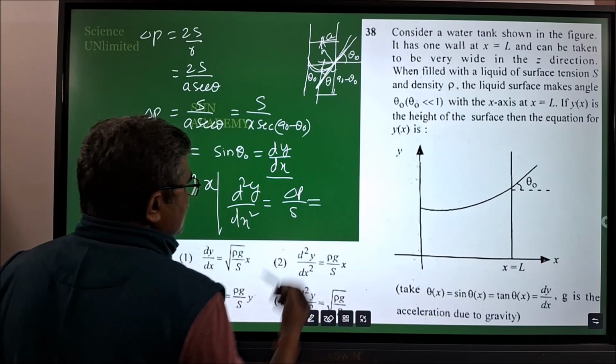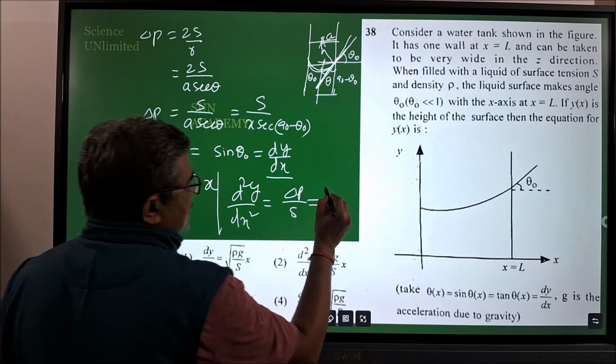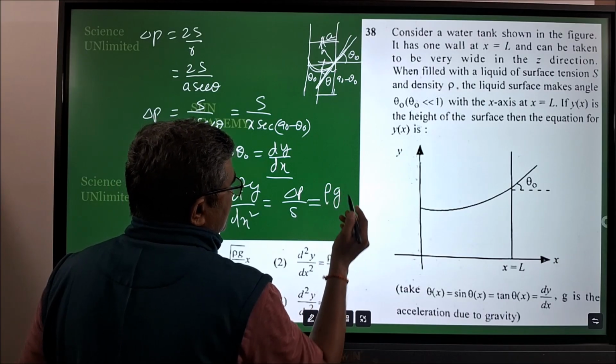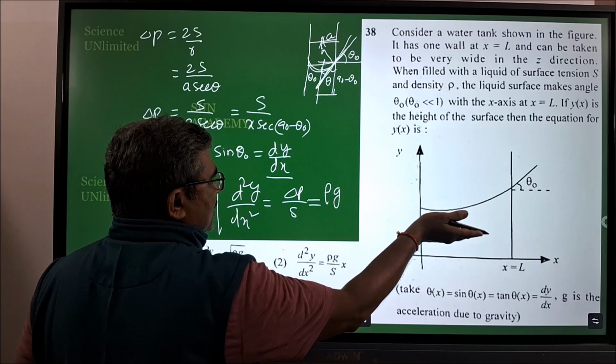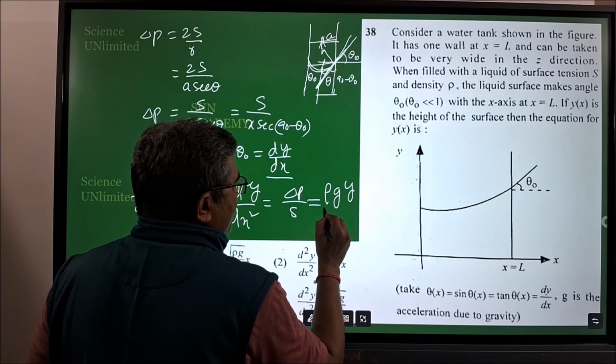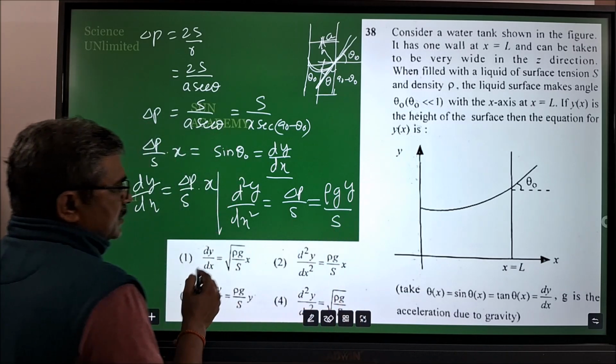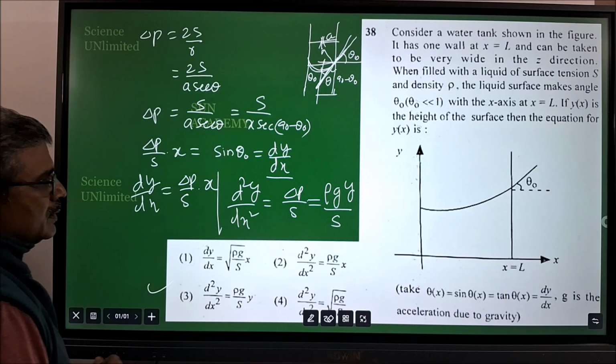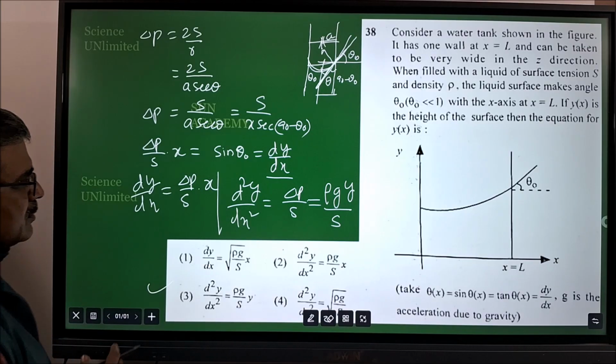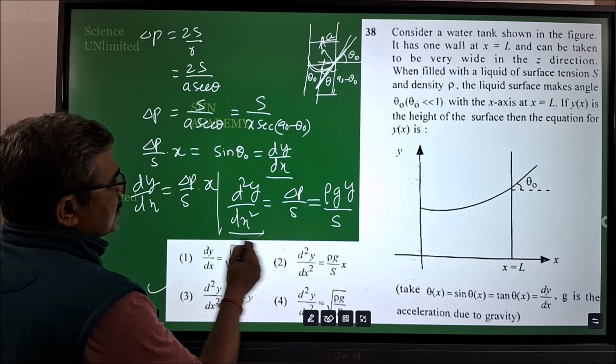But what is delta P? Change in pressure. Delta P is equal to rho g times the height. In here the height is y. So rho g y divided by S. So the answer would be the third one, rho g y by S, according to this expression.